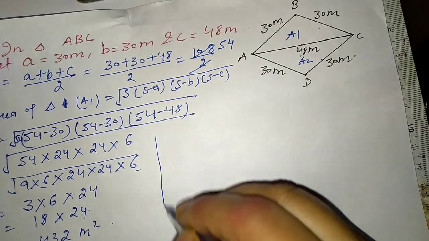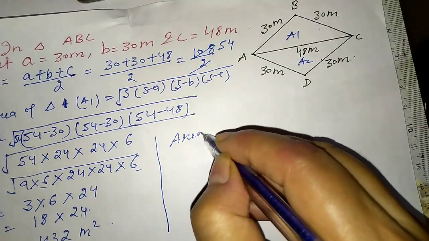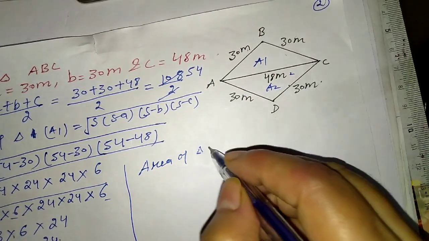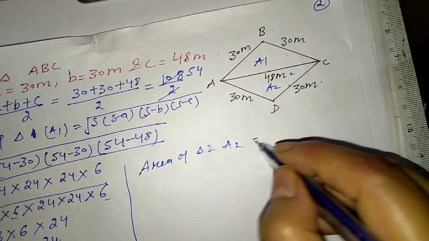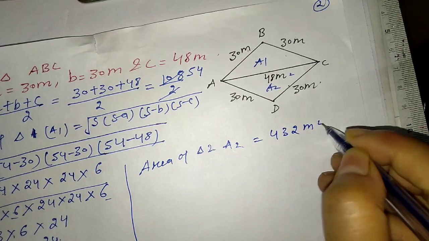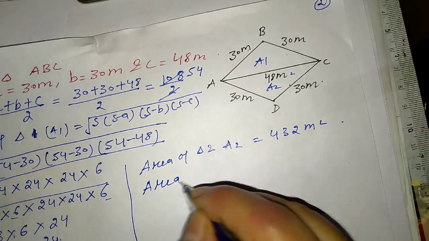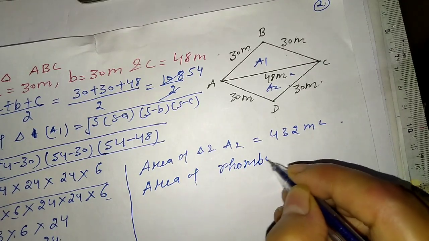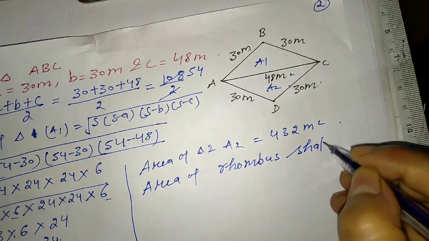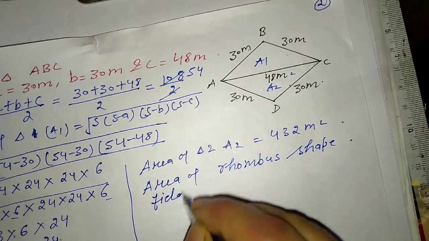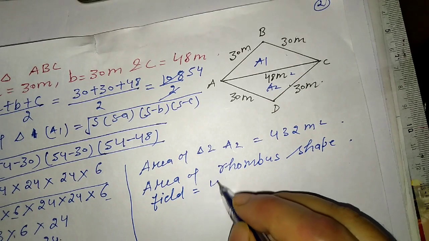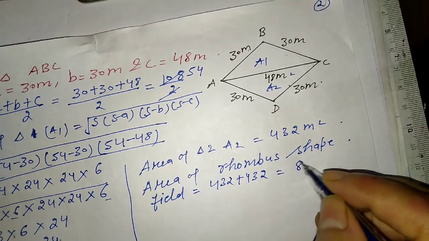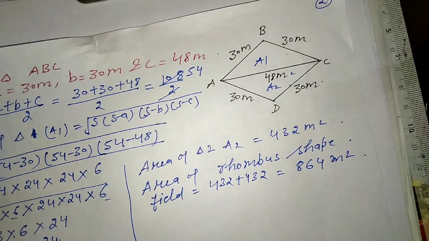Now this is the area of first triangle. Similarly, area of triangle 2, that is A2, is equal to 432 meter square. So what is the area of rhombus shaped field? That is equal to 432 plus 432, that is 864 meter square.